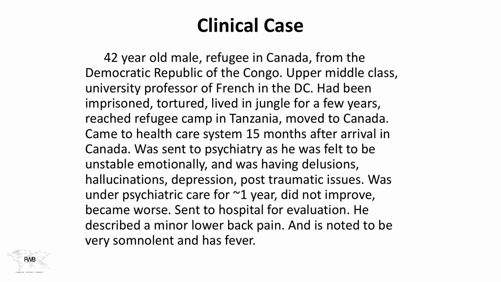And now Dr. Daniel Griffin is going to give a clinical vignette illustrating the pathogenesis of this infection. This is a 42-year-old male refugee in Canada from the Democratic Republic of the Congo. He was an upper-class university professor of French there. He had been, unfortunately, imprisoned, tortured, and then had fled and lived in the jungle for a few years, finally reaching a refugee camp in Tanzania and then moving to Canada.